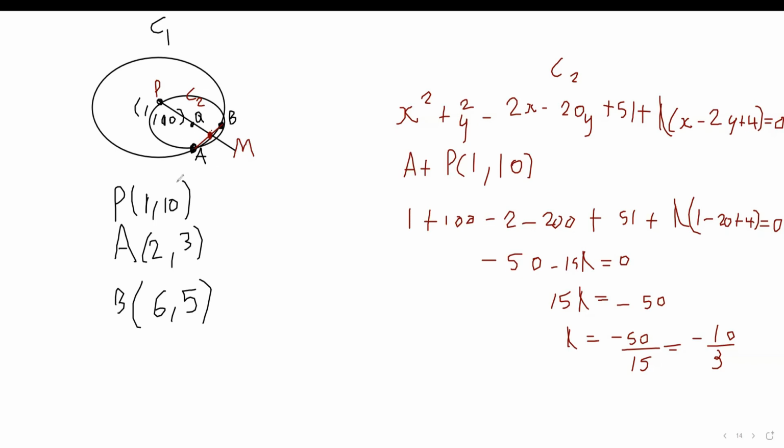So let's do that. Now the line AB, Marika, first thing we're going to do is find the gradient of the line AB. The gradient of the line AB is rise over run. It's y2 minus y1, 5 minus 3, which is 2, over x2 minus x1, 6 minus 2 is 4. So that is a half. Oh, I'm so stupid. We don't need to do that.